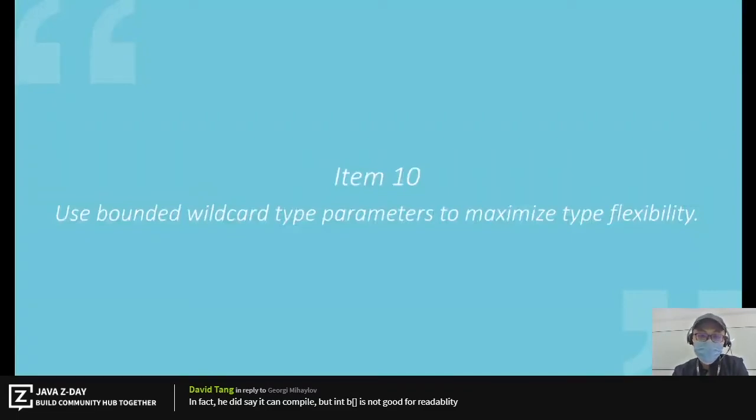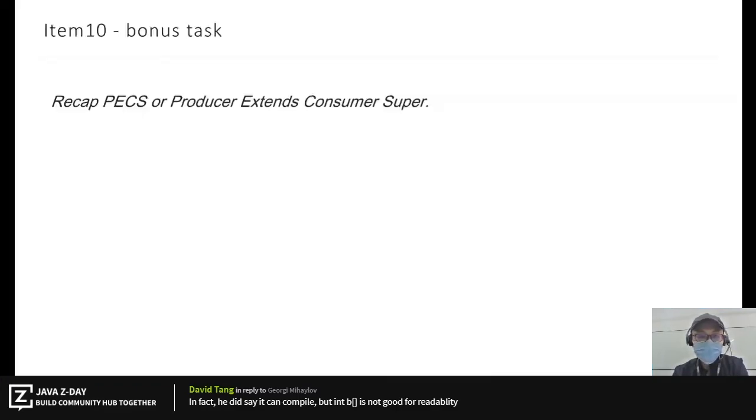Use bounded wildcard type parameters to maximize type flexibility. Okay, one bonus task for you for this topic is to recap this phrase, producer extends and consumer super. This phrase is tightly related to variances. So let's move on.